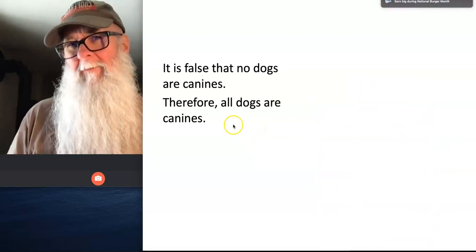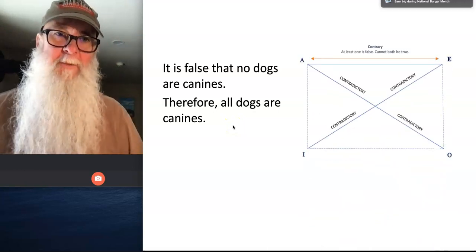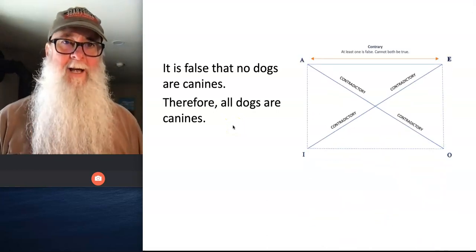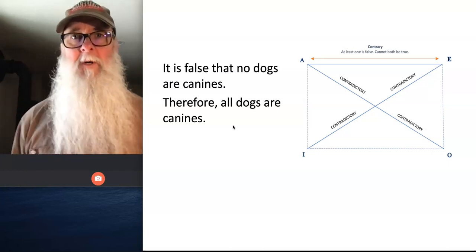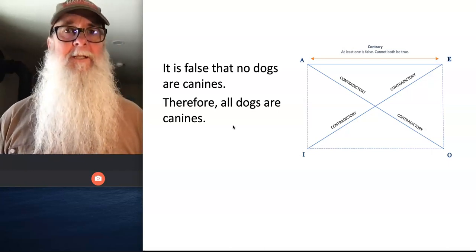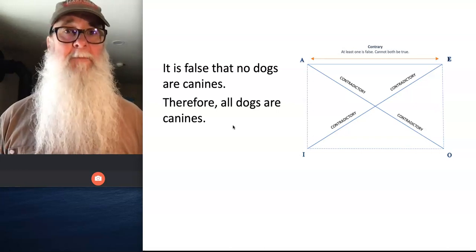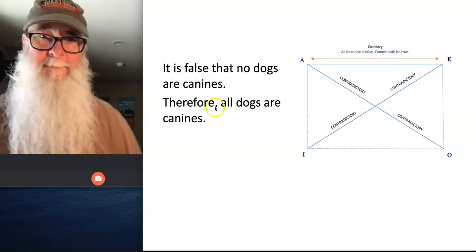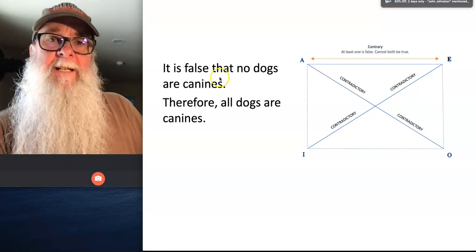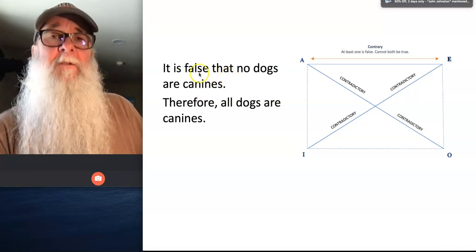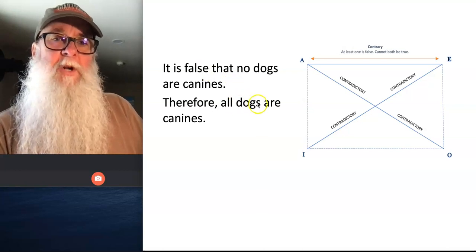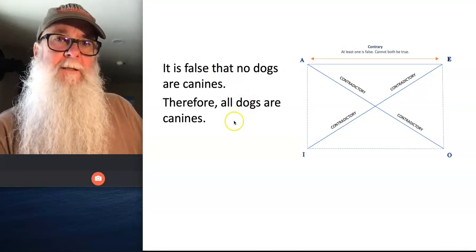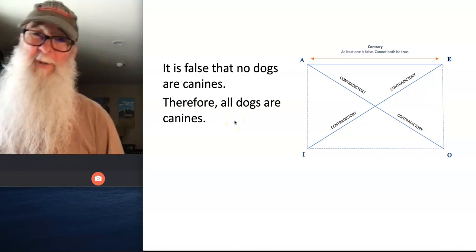But what if I looked at it from the Aristotelian standpoint? Specifically, what if I looked at it with an eye on the rule of contrary? The rule of contrary says, given corresponding A and E statements, at least one of them is false. They can't both be true. Okay, so knowing that then, if indeed no dogs are canines is a false statement, as the premise asserts, can we conclude from that that all dogs are canines? And the answer to that is no.